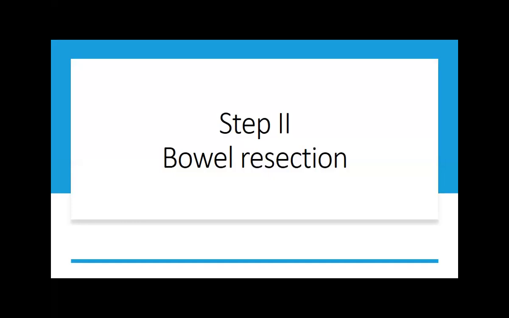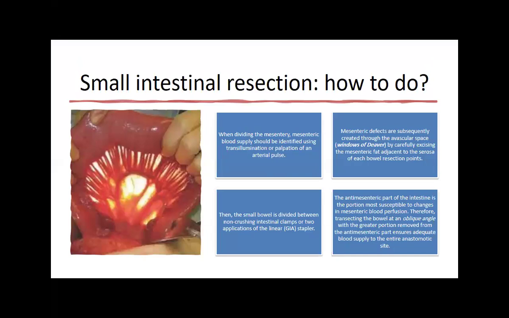So the second step, the first step was preparation. The second step is how to do the resection. And so we have two things. Either we are doing left-sided resection or small intestine resection because it's infiltrated. And this is how to work.